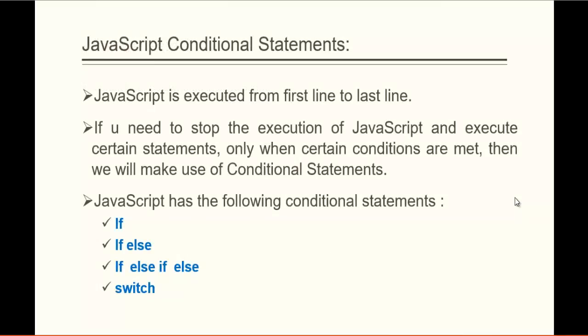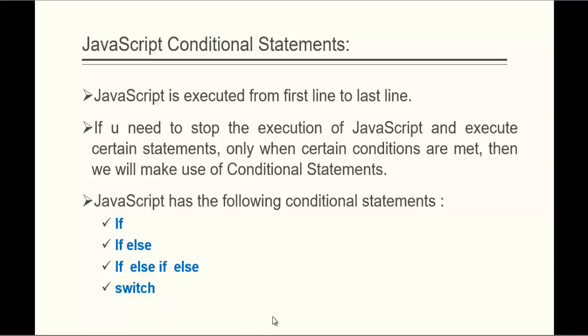Keep in mind, JavaScript is executed from first line to last line. So, if you need to stop the execution of JavaScript, and you wish to execute certain statements only when certain conditions are met, then to do that work we will make use of conditional statements. In JavaScript we have the following conditional statements: if, else if, else, and switch. Right now we are going to learn about the if, else if, and else statements, and the switch statement we are going to learn in the next session.